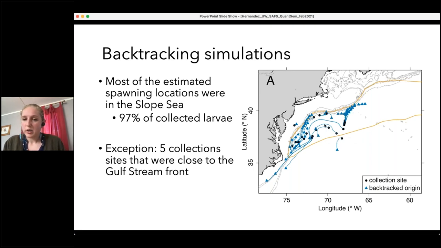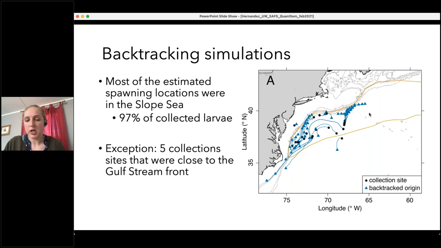Here I'm showing you in black the collection sites, and in the blue triangles the backtracked origins. In this case, because we used a high resolution model, we have a single best estimate for spawning location for each larva. And this orange polygon is our definition of the slope sea boundaries.